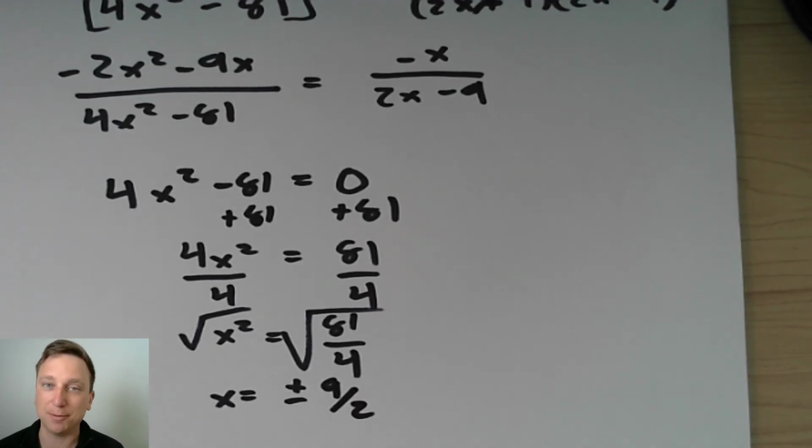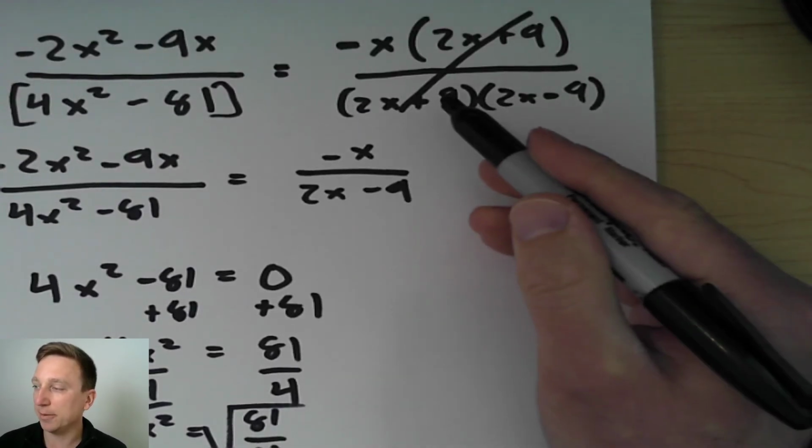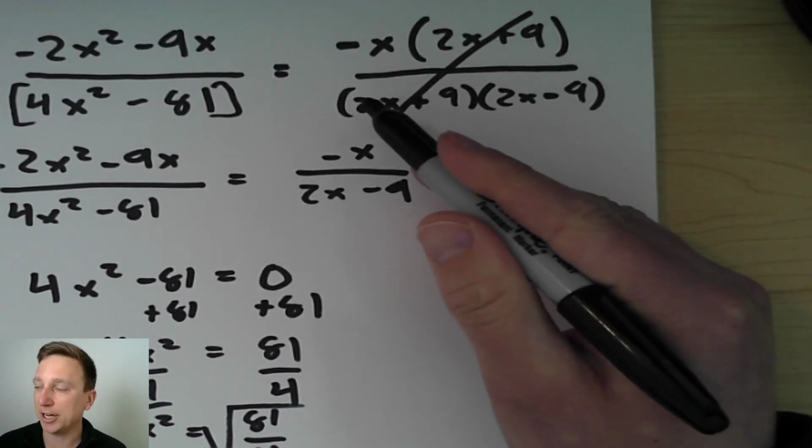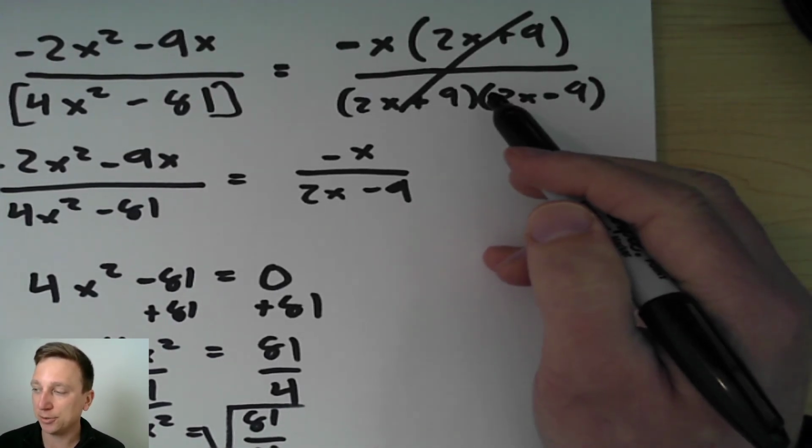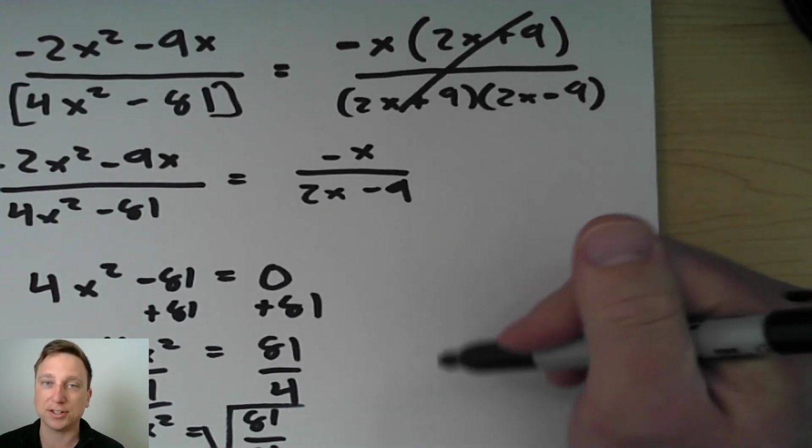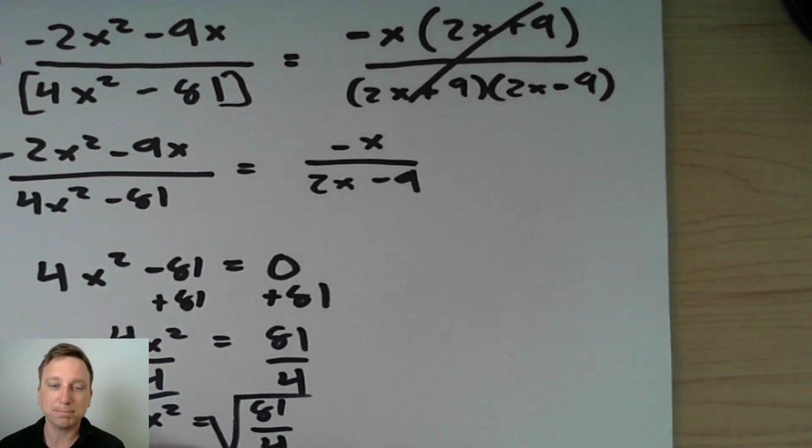We can also solve that by looking at this denominator and saying, subtract 9 divided by 2, add 9 divided by 2. That will get us plus or minus 9 halves also. So two ways of doing that.